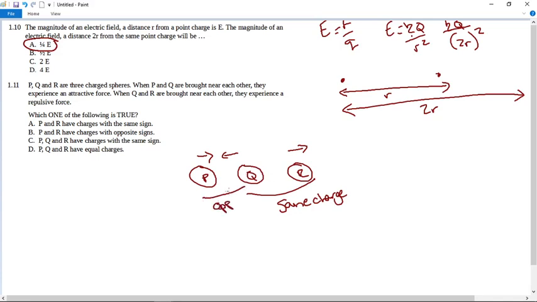So if Q and R are the same and P and Q are opposite, how will P and R be? Can P and R have the same sign? No. P and R have opposite signs. This looks promising. Yes, B looks promising. P, Q, and R have the same sign? No, that's not possible because we have got some attraction going on. P, Q, and R have equal charges? No, if we have equal charges, they will all repel. So the answer here is B.